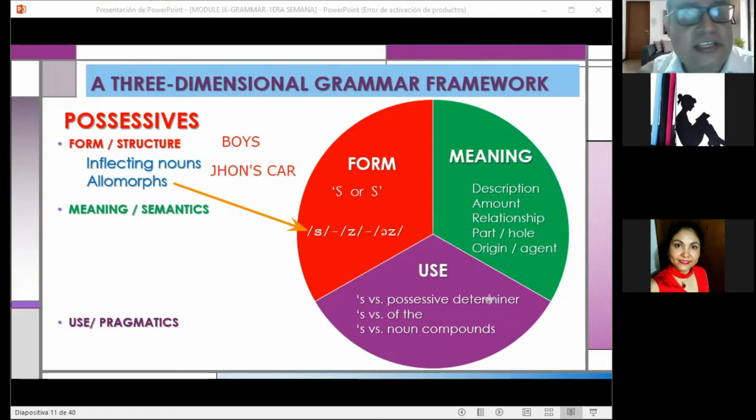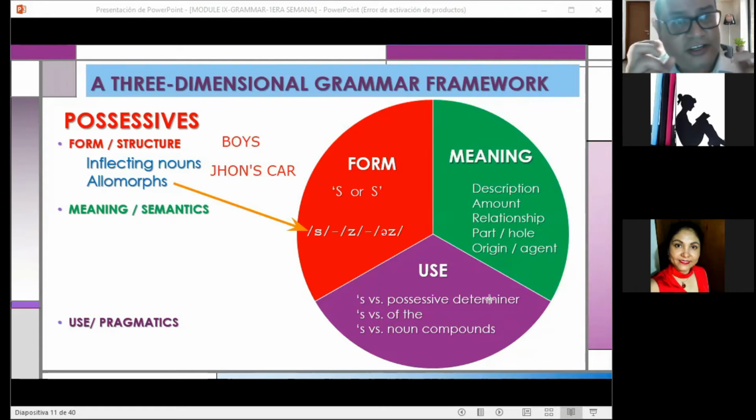Assimilation. We call this assimilation. Notice all the things that are involved in the form and structure, not just how we make it, but also how we pronounce it. And we have a connection with the meanings.